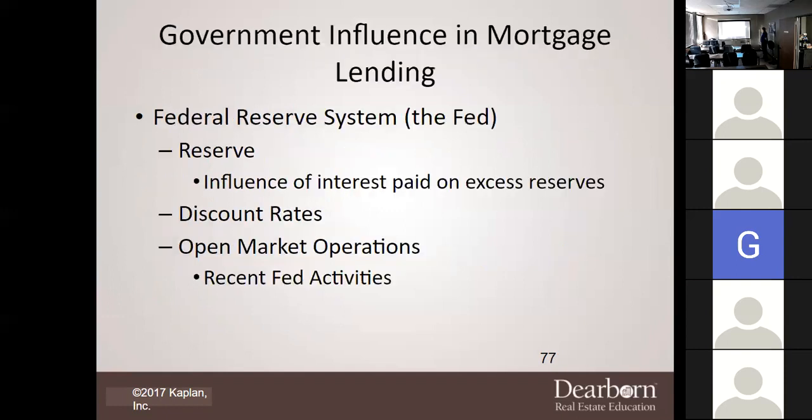Okay. The government influence in the mortgage lending process, the Fed. You're going to need to know about the Fed. The Federal Reserve, basically, they have a huge impact on our daily lives. Huge impact. Basically, there's an influence on the interest paid on excess reserves. There are discount rates that are set, as well as open market operations. Okay. Mainly, the Fed's job is to do what? Keep prices where? Low.